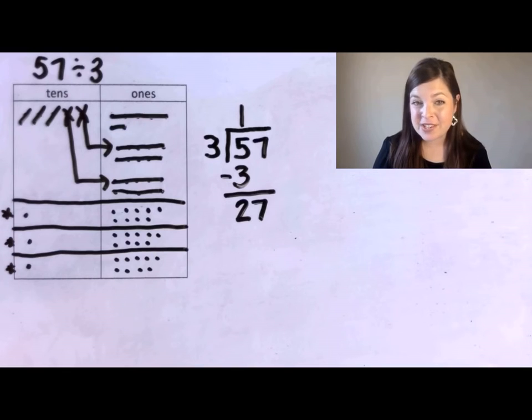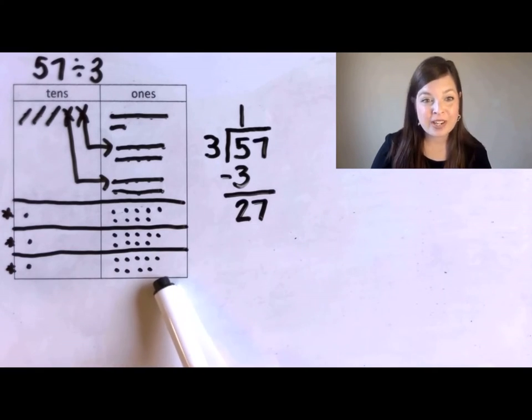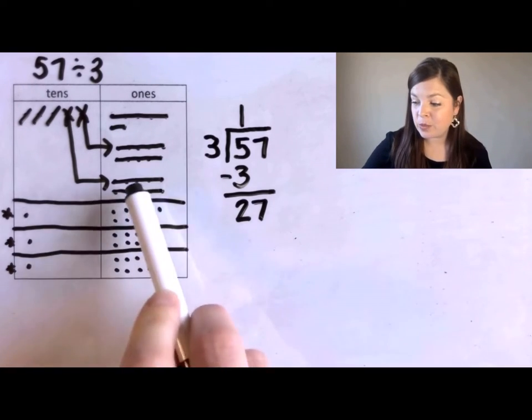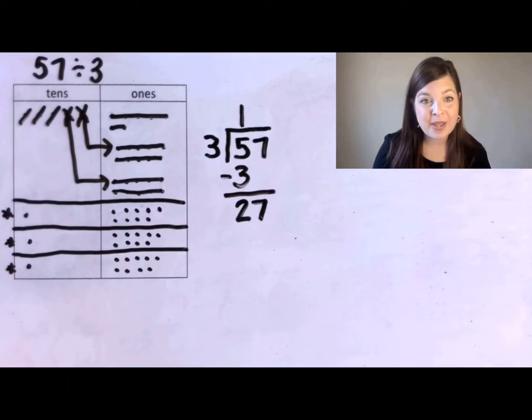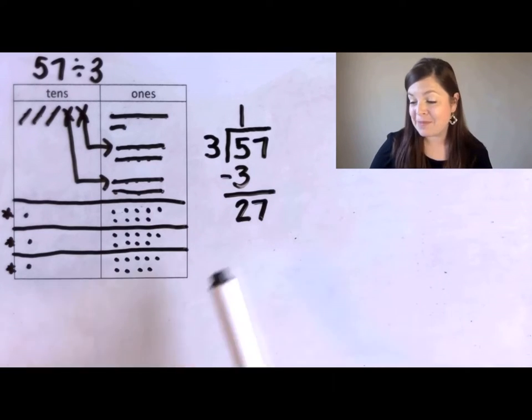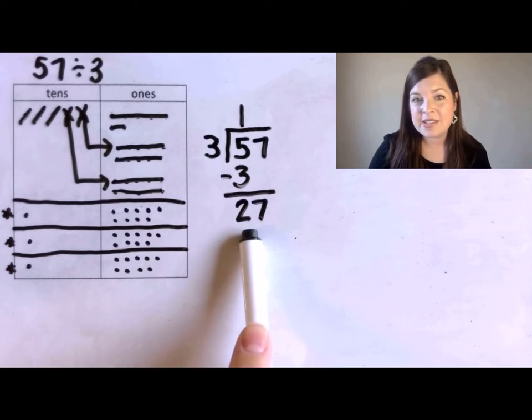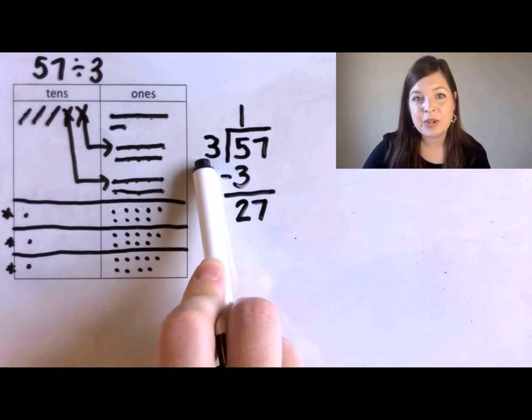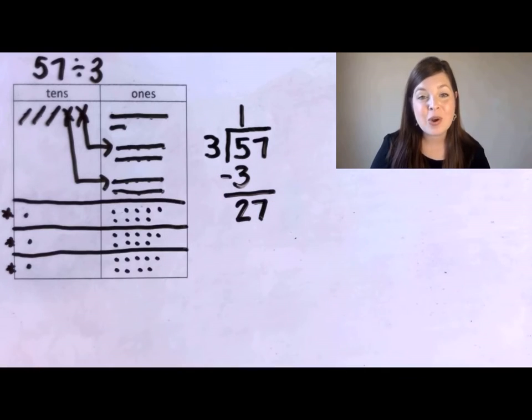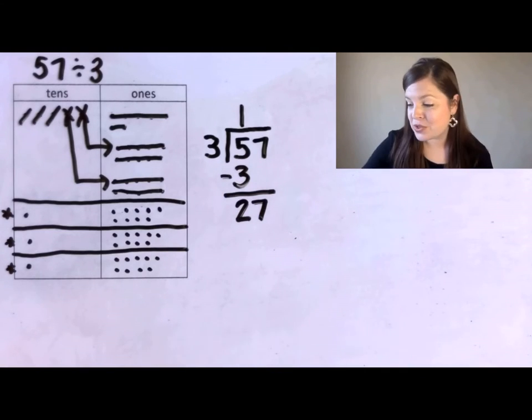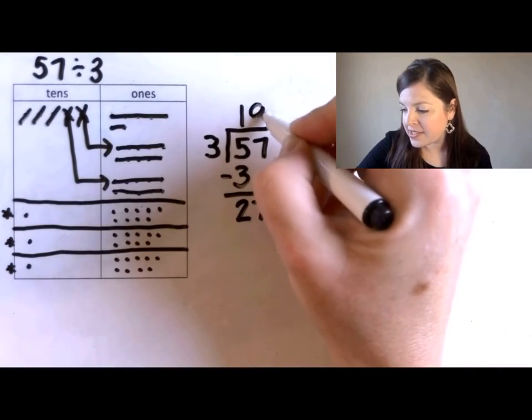So how many ones are in each group? 9 ones are in each group. And did we have any ones remaining? Nope, we used all of our ones. We have no ones remaining. Let's show that same thinking in our long division. We had 27 ones to share equally with 3 groups. How many ones are in each group? 9 ones are in each group, so we can record 9 ones in the quotient.